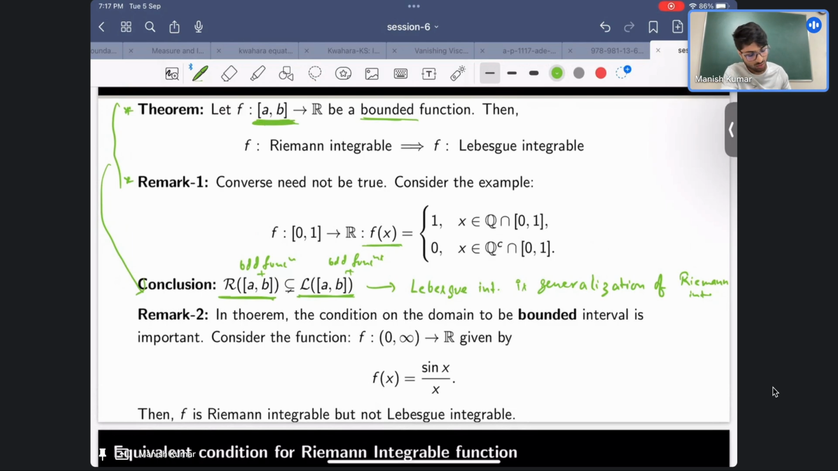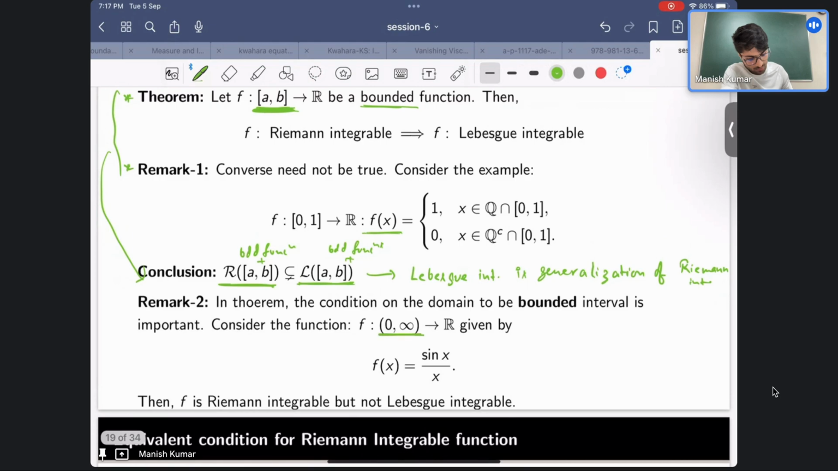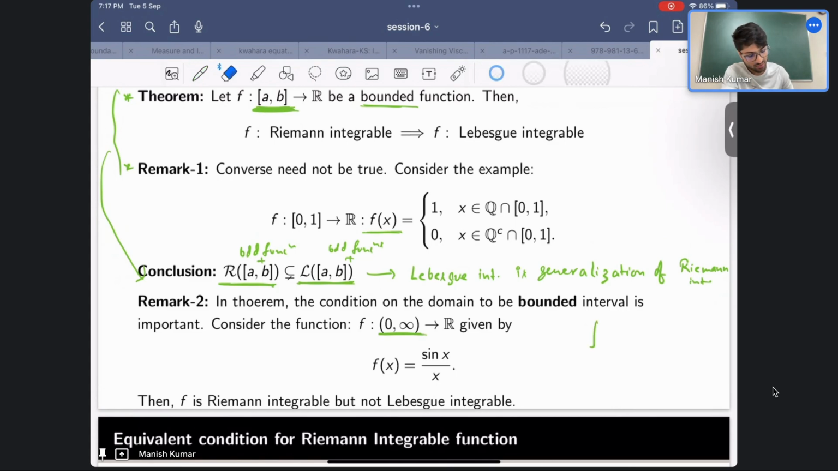So you can see this example where the domain is unbounded, and this is the function sin x by x. You can check that this function is Riemann integrable, and you have to use some complex analysis tools. What is that theorem called? Using poles and all this, we evaluate this type of integral, the integral of f(z) dz. The residue theorem, right? From there, I think you can conclude about the integrability of sin x by x.